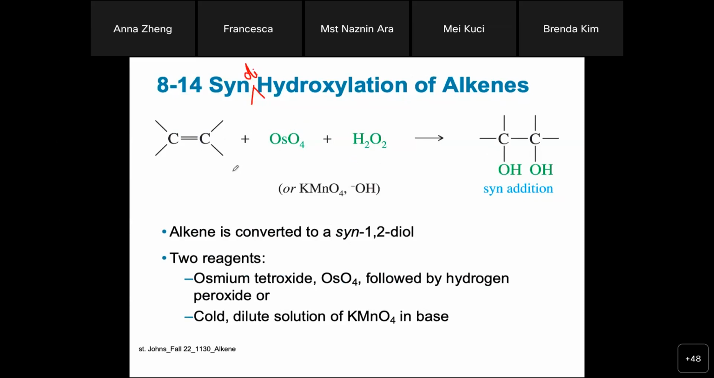Any question? If you don't have a question, you can just mute the microphone. So this is syn dihydroxylation of alkenes. Yes. Hello.